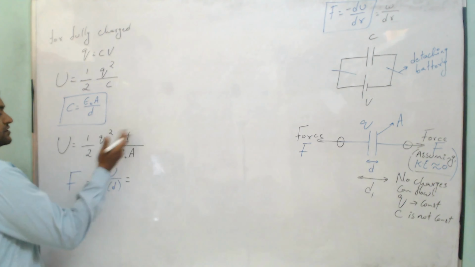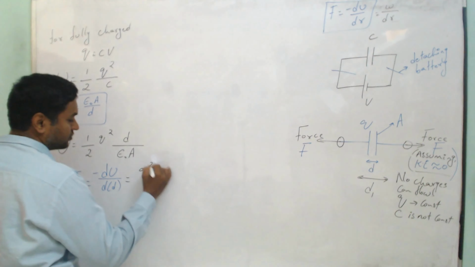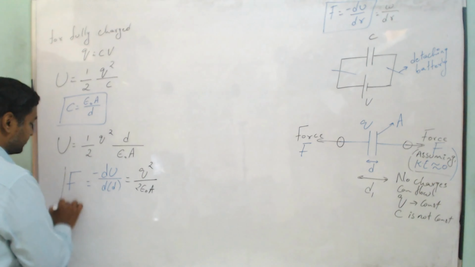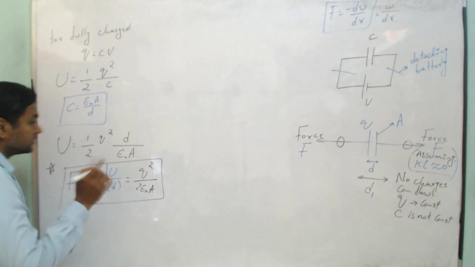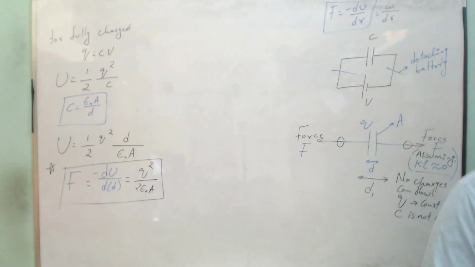Anyways, when I differentiate this, I'll only be left with Q square by 2 epsilon naught A. This is the force that I have to apply. This is the first thing that I have solved. Clear?